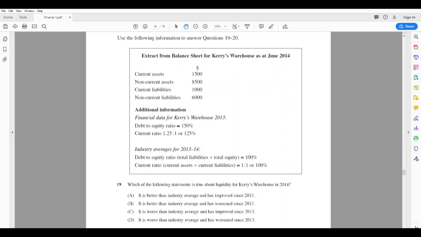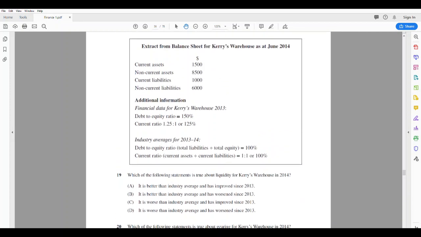We're going to move forward to 2014, question 19 and 20. This is the one we had a bit of trouble with in class. Okay, first one's quite simple. Which of the following statements is true about liquidity for Carey's warehouse? So liquidity is looking at our current ratio. Okay, so that's our equation, and let's try to calculate that.